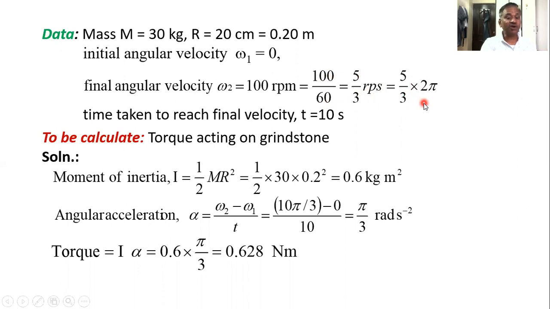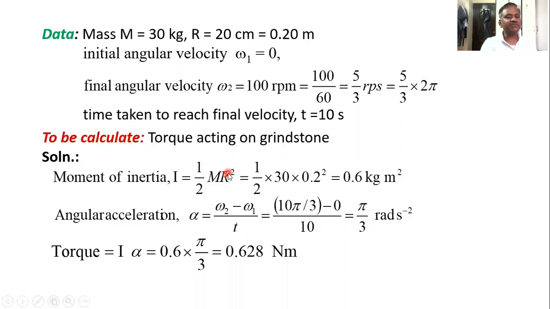Now I need to calculate the torque. To calculate the torque, what is required here? I is required and alpha is required. How to calculate alpha here? Alpha equals omega 2 minus omega 1 divided by t. We know this formula, the rate of change of angular velocity. Equals 10 pi by 3 minus 0 divided by 10 equals what? Pi by 3. Okay, you calculate alpha.